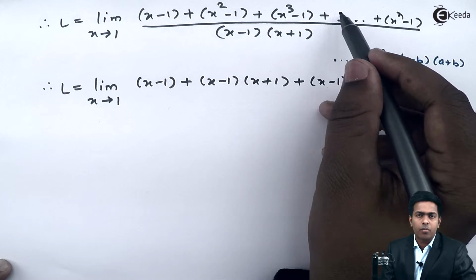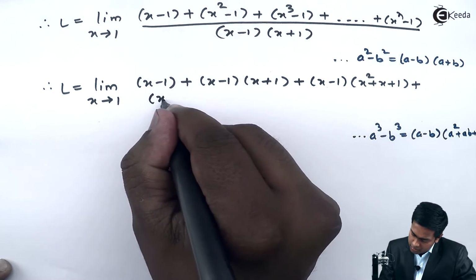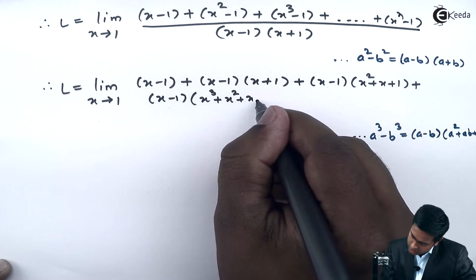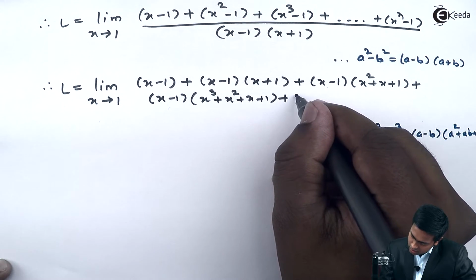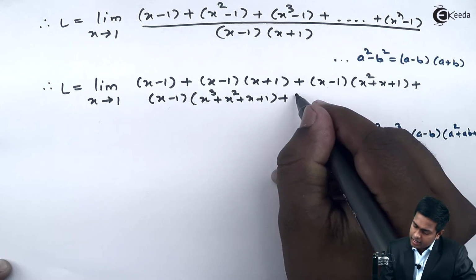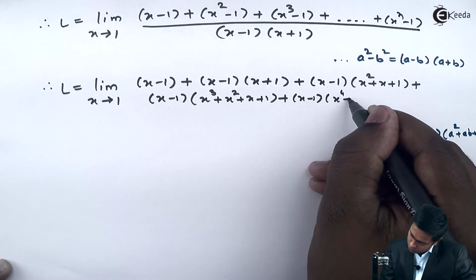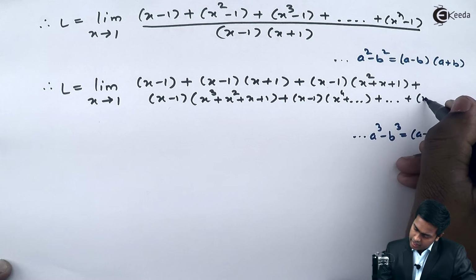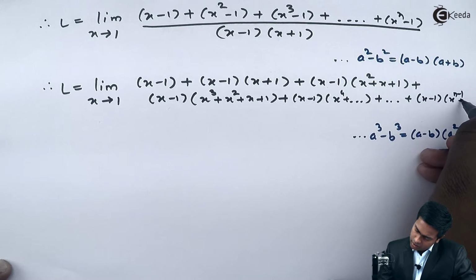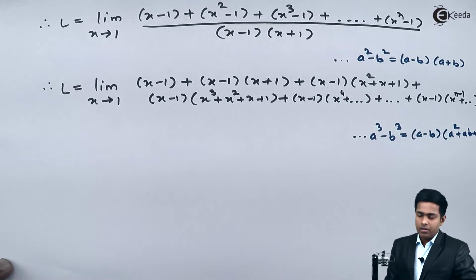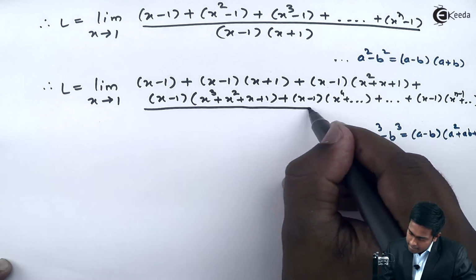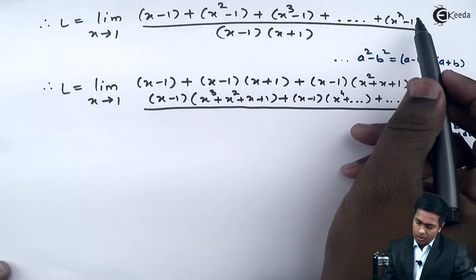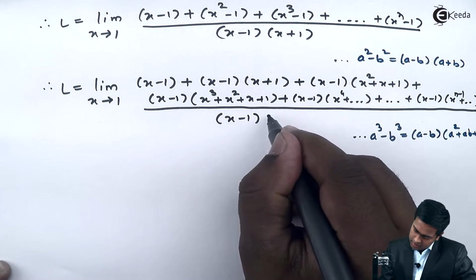So for x raised to 4 minus 1 we can get term like x minus 1 into x cube plus x square plus x plus 1, plus for x raised to 5 minus 1 we can again get x minus 1 into x raised to 4 plus dot dot dot, and so on, and in the last term we will get x minus 1, x raised to n minus 1 plus so on. So we got the formula for each and every term of numerator. Denominator is as it is.